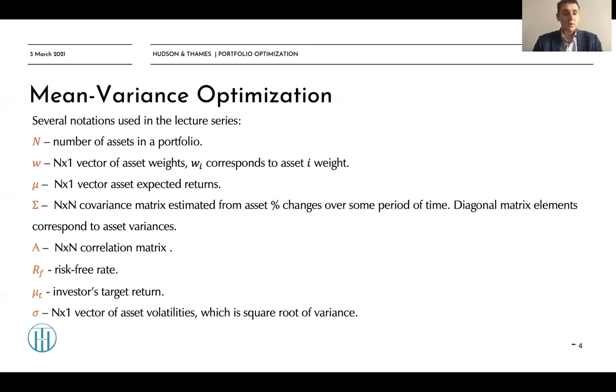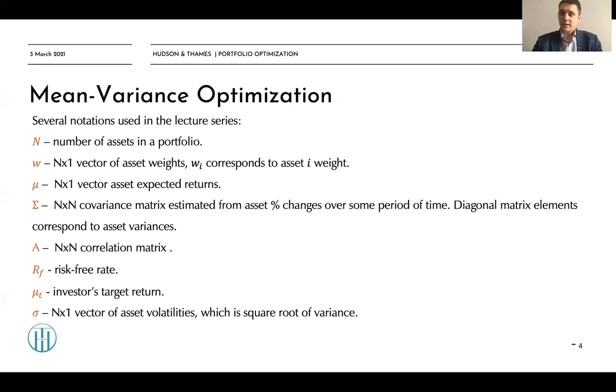We will also denote mu as an N by 1 vector of asset expected returns. Here is a small note that in portfolio optimization, defining the expected return of a security is not a trivial task, and there are many ways you can do that. You can either use the rolling mean of your previous returns. You can also use analyst predictions, etc. So this is not a trivial task, and we will not actually cover that in our lecture series, but let's just remember that mu is a vector of asset expected returns.